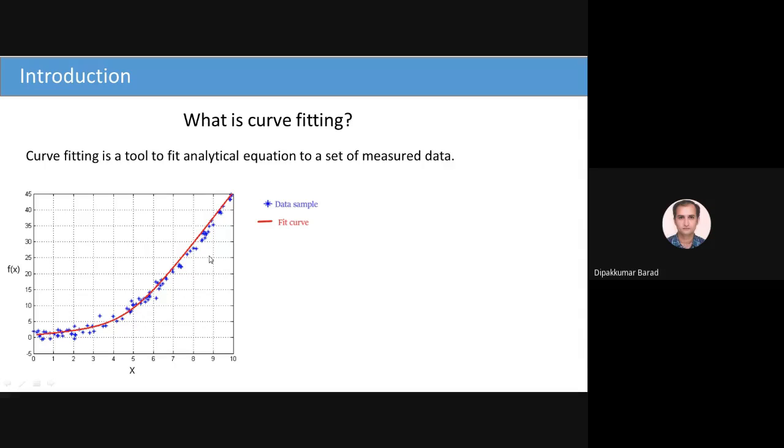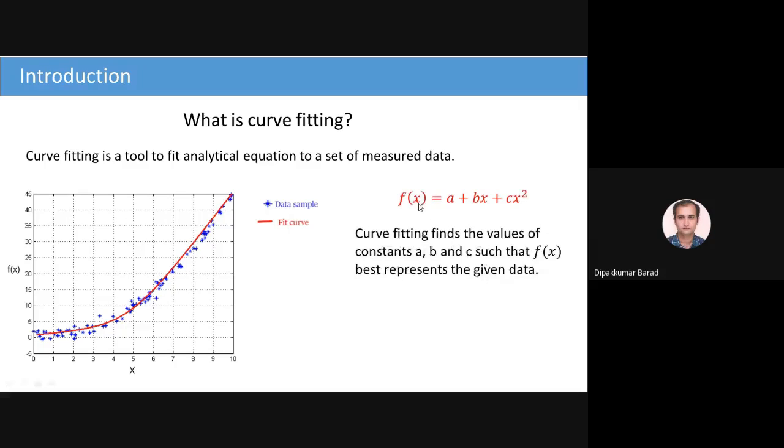First of all, this is an example of the analytic function we find for given data. The function f of x looks like a parabola: f of x equals a plus bx plus cx squared, a quadratic equation. Here a, b, c are constants, and f of x represents the best fitting curve for the given data.